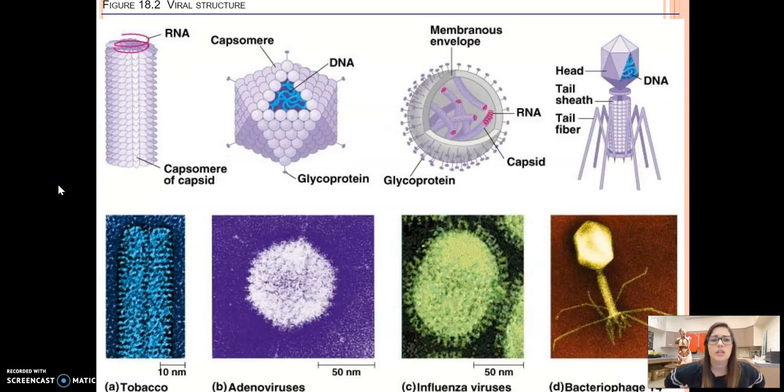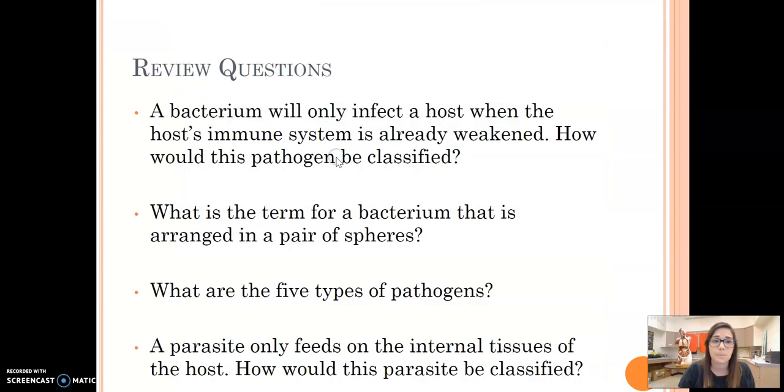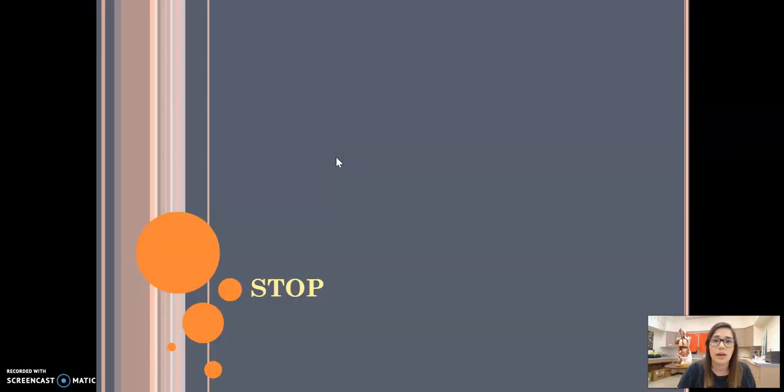Okay, so this picture shows some of the viruses that you explored in the introductory web quest. This picture shows a comparison of an animal cell, which is right here. This is a bacterium, and to put this into perspective, this would be the size of a bacteriophage, which is a virus that is specific to bacteria. So viruses are much, much smaller than even our cells. So very, very tiny. All right, so that is the end of the pathogen review.